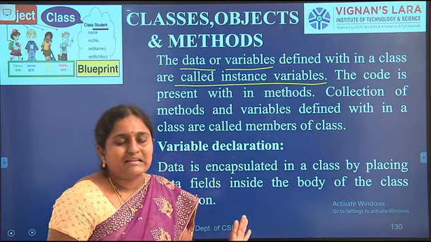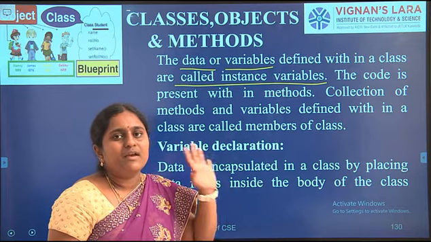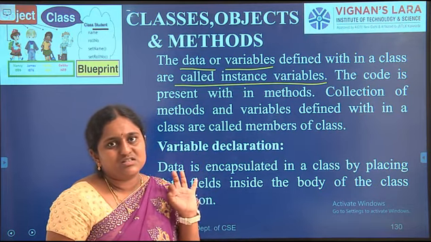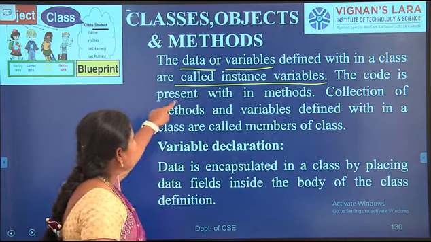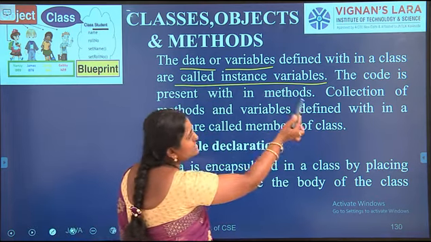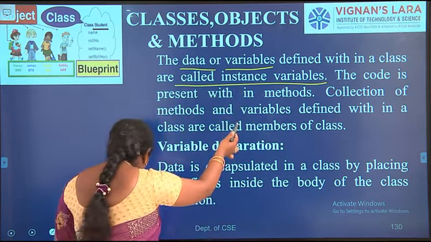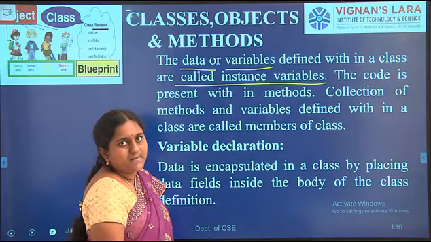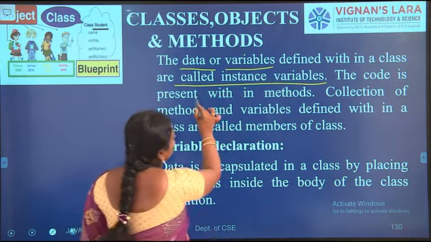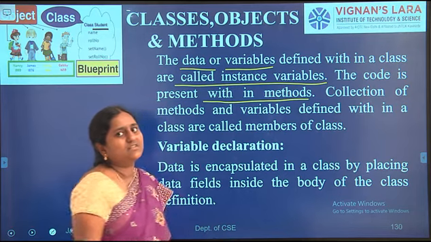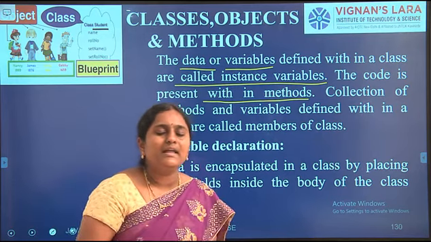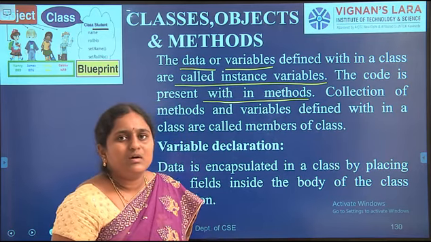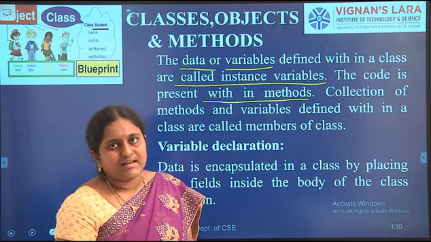In a class we define variables and member functions. The data or variables defined in a class we call instance variables. The code is present within the methods. Within the body we define the code, and that is called a method declaration.